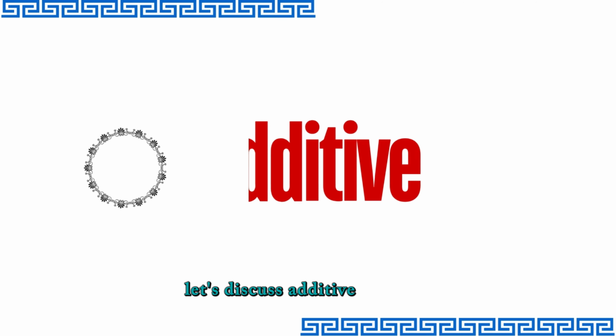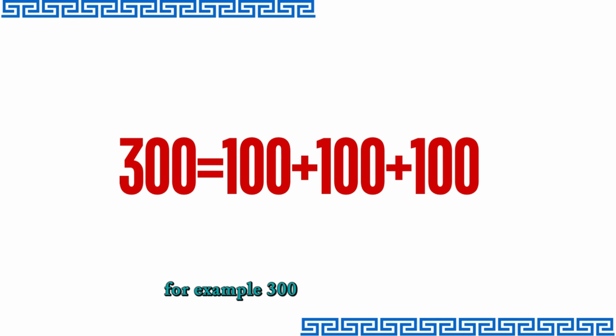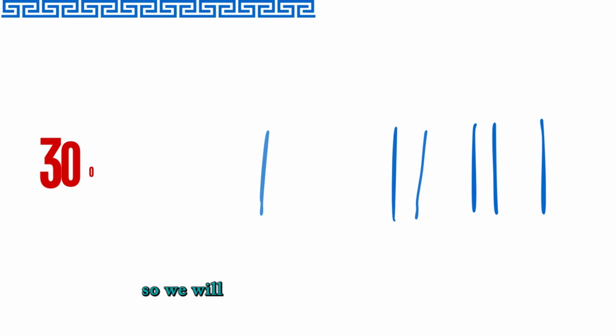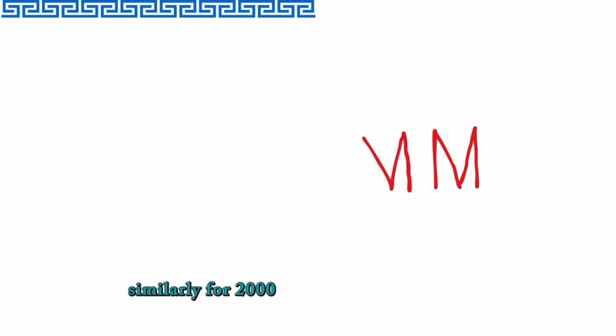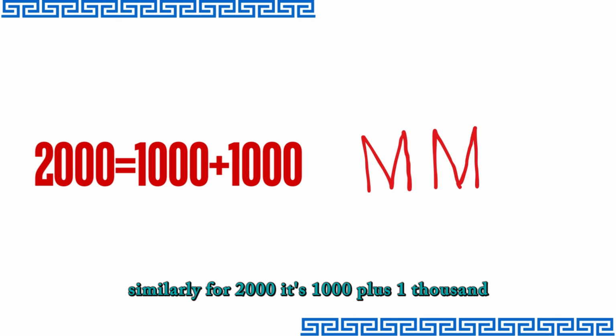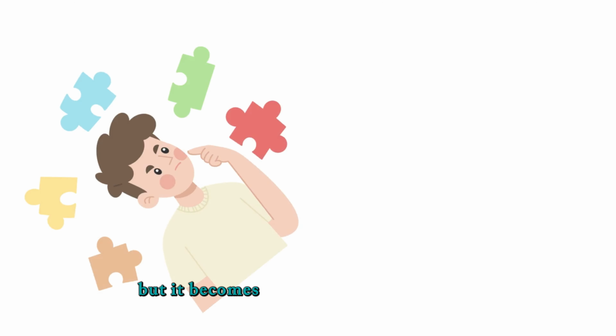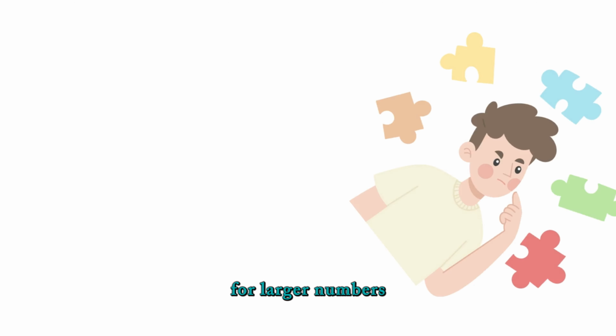Let's discuss the additive property. For example, 300 is 100 plus 100 plus 100, so we will use the symbol of 100 three times. Similarly for 2000, it's 1000 plus 1000, so we will use the 1000 symbol two times. But it becomes difficult to use this system for larger numbers.